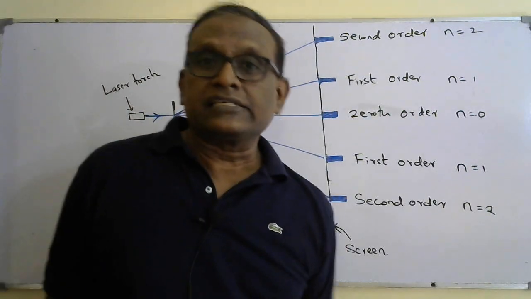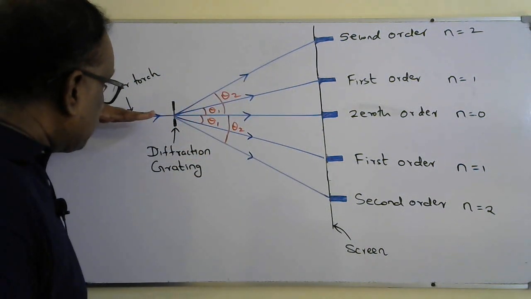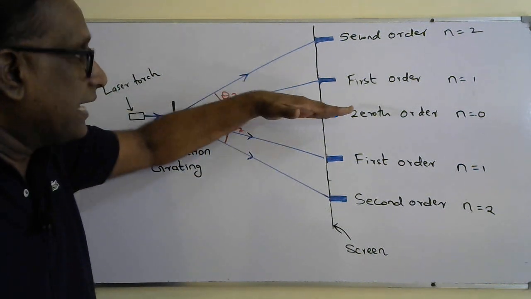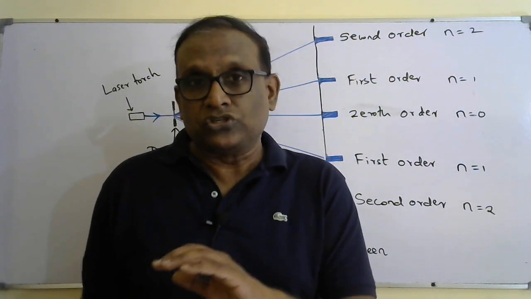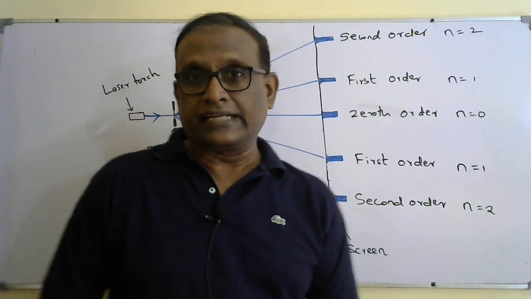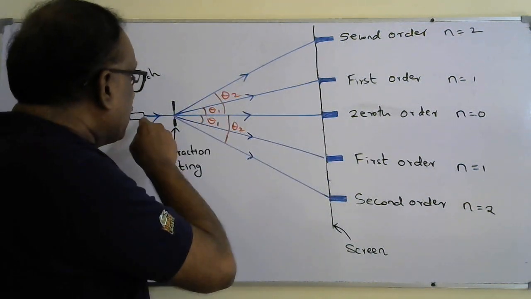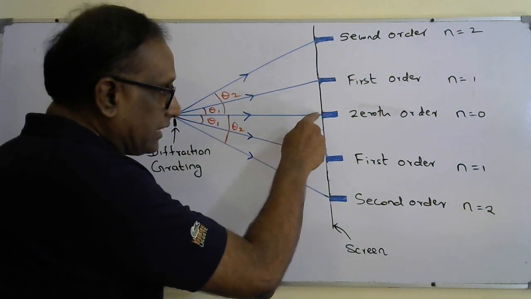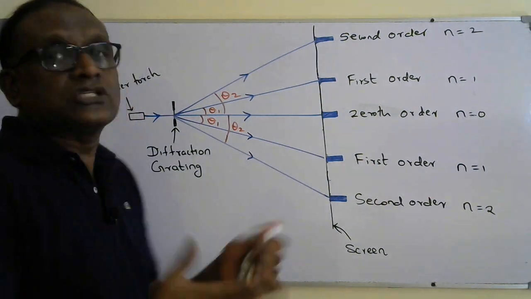So the angle of diffraction, how do we measure? The angle of diffraction is always measured relative to the initial direction of the light ray. Again, the bright band or the fringe formed along the initial direction of the light ray is called 0th order. Either side, first order, second order, and so on.